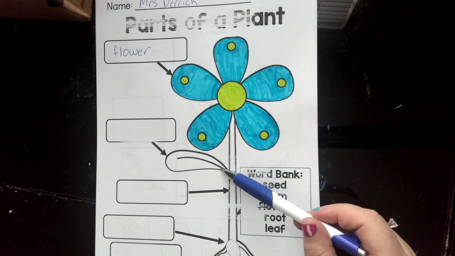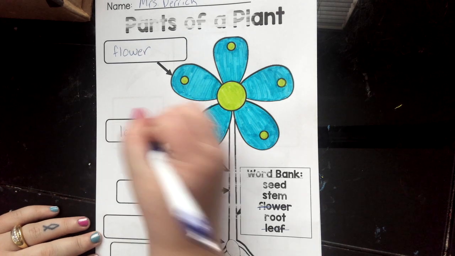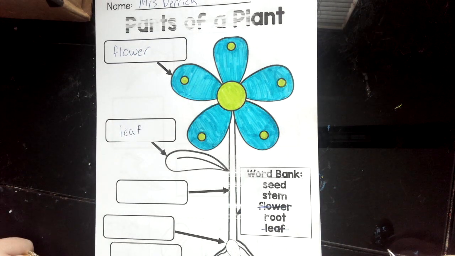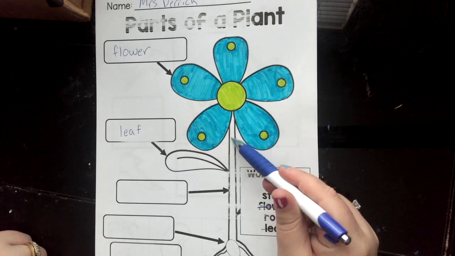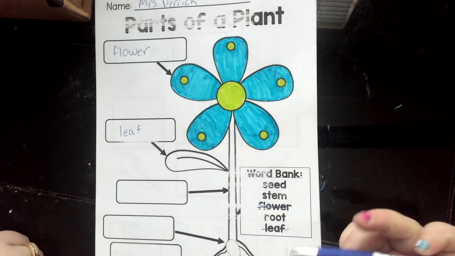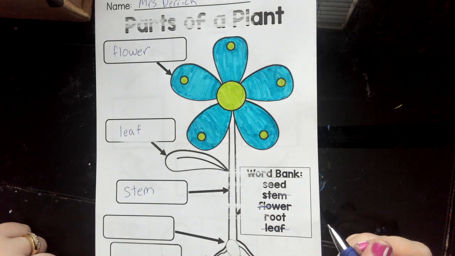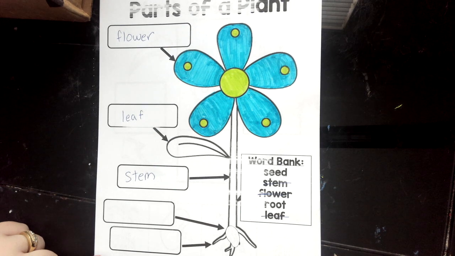What about this part? This is a leaf. Next part is this long thing that connects our flower to the ground. This is called a stem. Next, I have this right here. This is our seed.